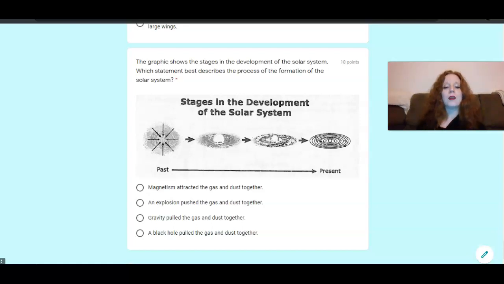Gravity has to do with anything with mass. Well, gas and dust are matter, and all matter has mass. And anything with mass has a gravitational pull, so gravity would pull the matter together. And as the matter grouped together, it increased in mass, which increased its gravitational pull, which pulled even more stuff together to help form galaxies, planets, stars, etc.